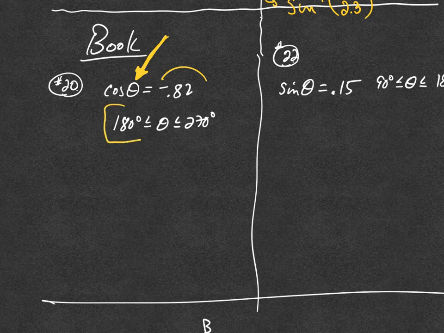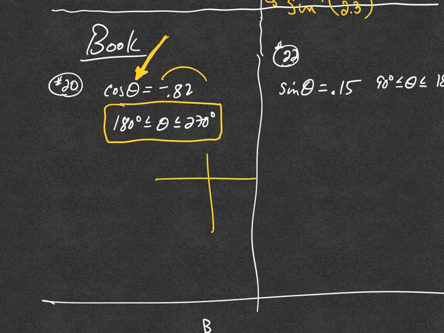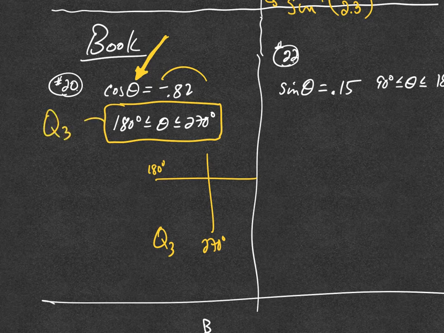But then the question is, what does this do for us? What is the idea that theta has to be between 180 degrees and 270 degrees? What's that really doing for us, guys? What that's telling me is, since 180 degrees is to the left and 270 degrees is straight down, we're looking for an angle in quadrant 3. So this is just equivalent to saying, let's look in quadrant 3.